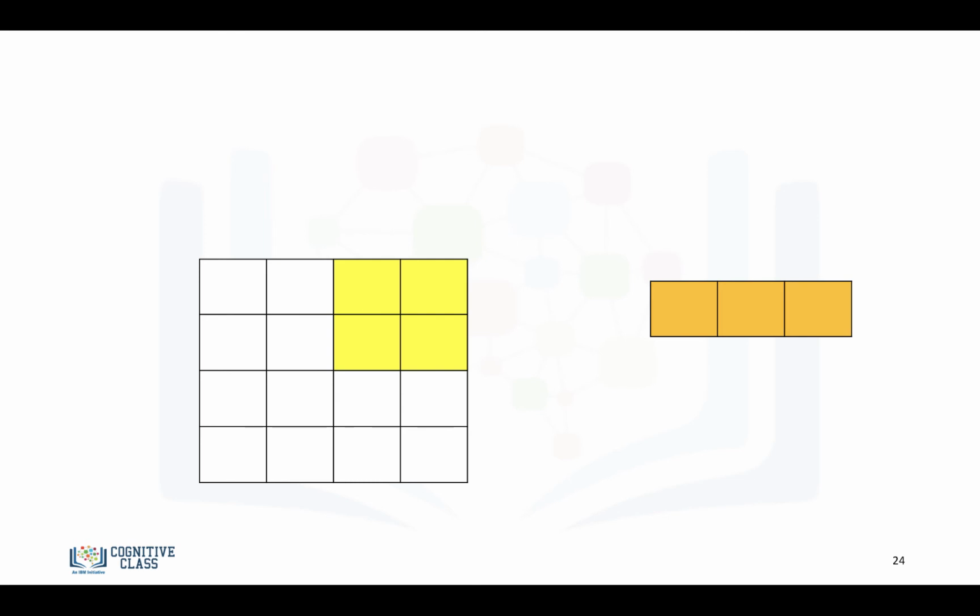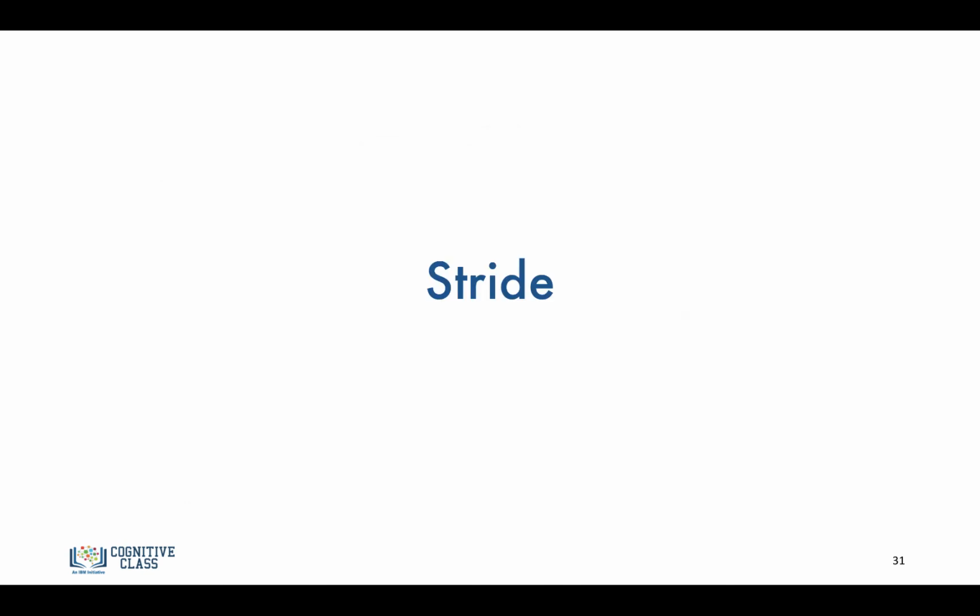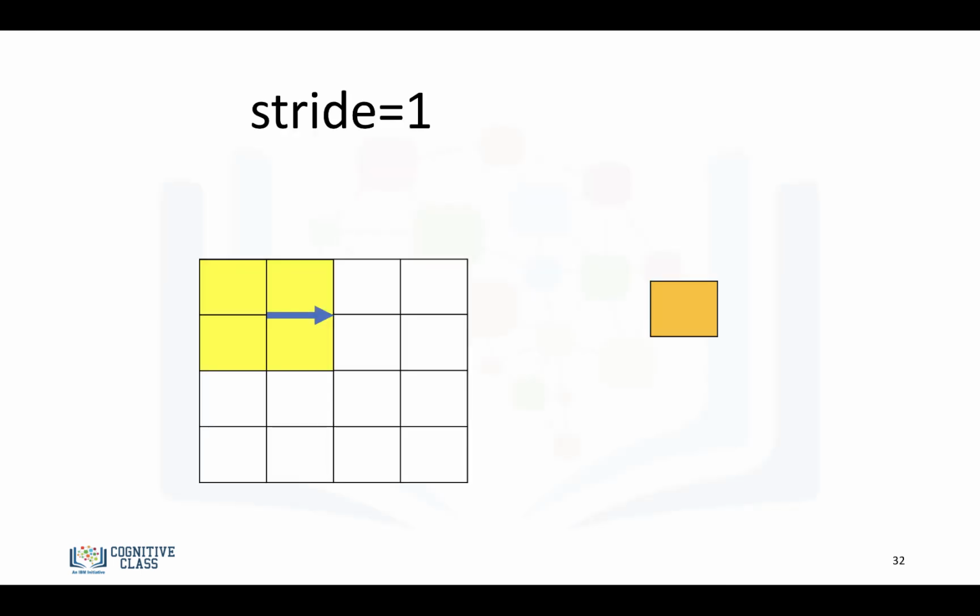And the same argument can be made for the vertical jumps. So we start all over, we continue to the end, and then we get to the last vertical jump. And we see our activation map is 3x3. Another important parameter in convolution is stride. So the stride is basically the jump. So we have a stride of 1, and we just move once.